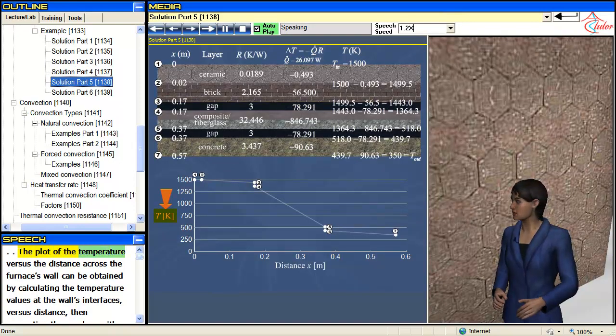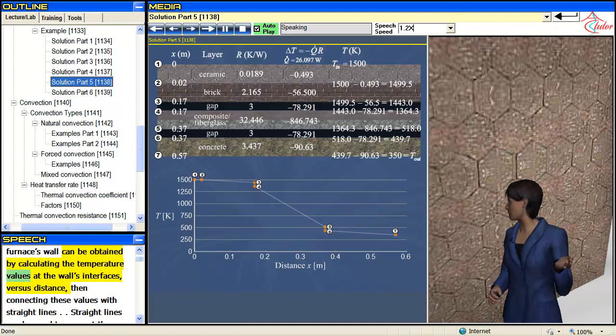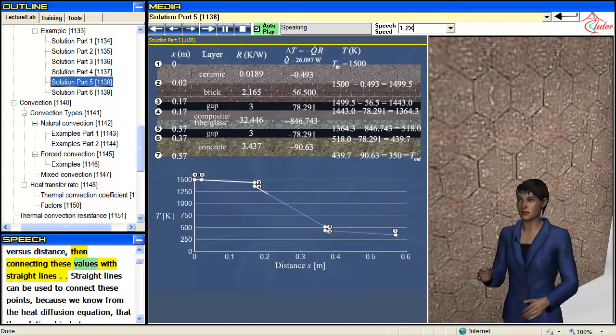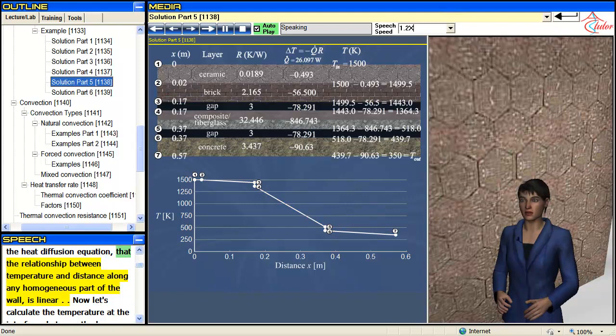The plot of the temperature versus the distance across the furnace's wall can be obtained by calculating the temperature values at the wall's interfaces versus distance, then connecting these values with straight lines. Straight lines can be used to connect these points, because we know from the heat diffusion equation that the relationship between temperature and distance along any homogeneous part of the wall is linear.